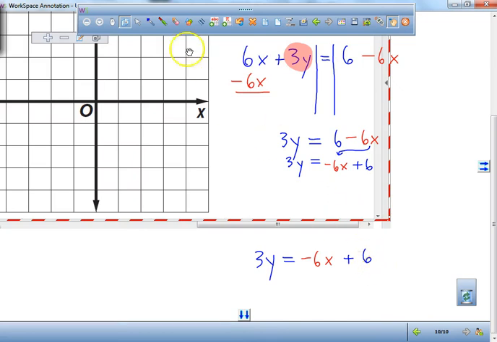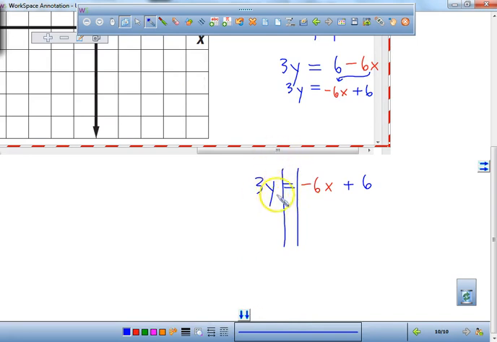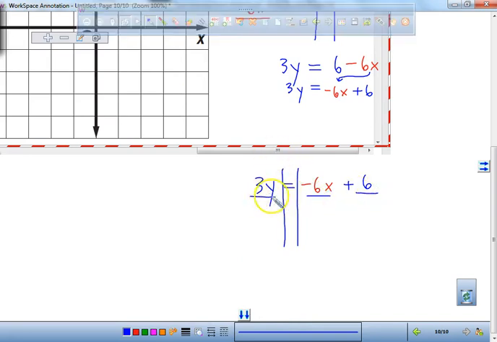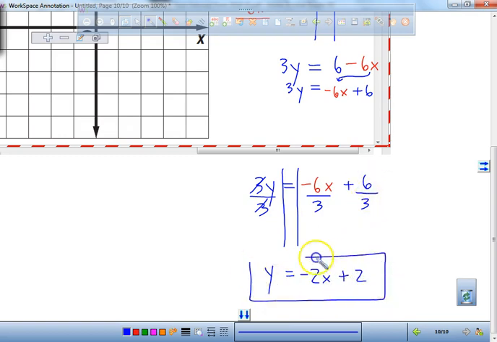That's it. Now, what do I need to do for my very final step? Now I need to divide everything by the number 3. Why the 3? This 3 divided by 3 cancels to a 1. Negative 6 divided by 3 is negative 2. And 6 divided by 3 is a positive 2. This is your answer in slope-intercept form. Your slope is negative 2 over 1. Your y-intercept's at a 2.